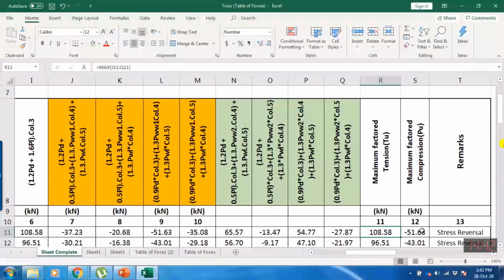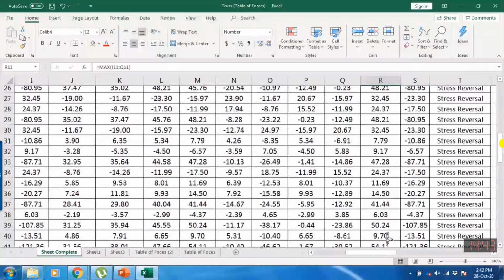So in the remarks, you can write stress reversal. Stress reversal means that this member is subjected to both tension and compression. Some members might have only tension or only compression. So in the remarks, you can write tension only or compression only.